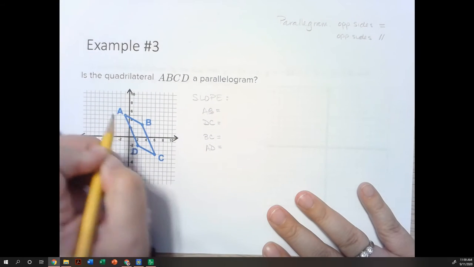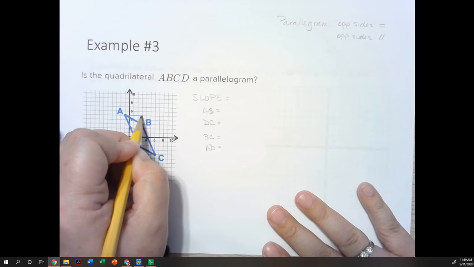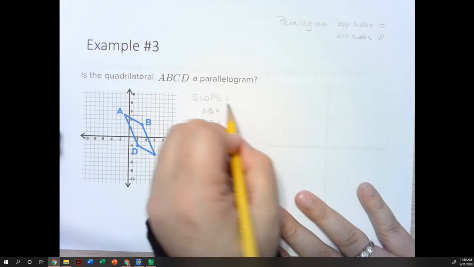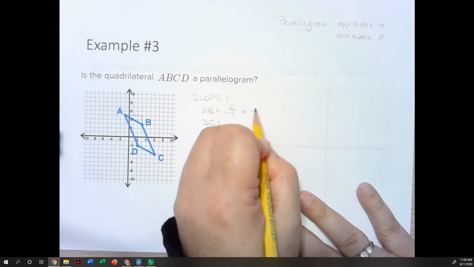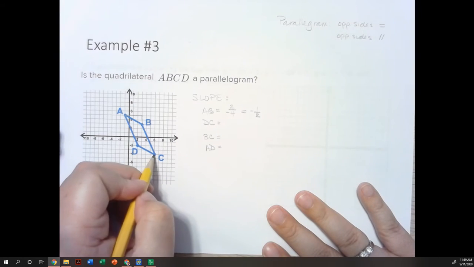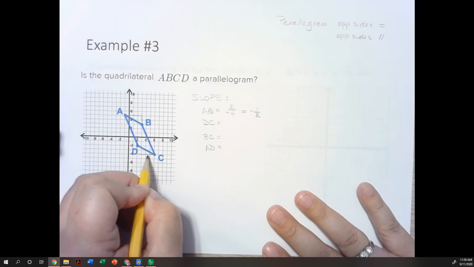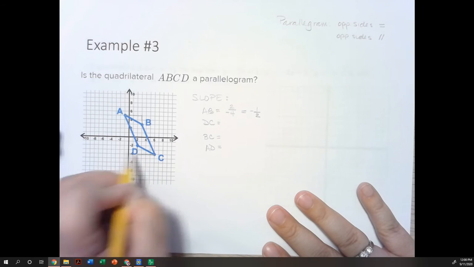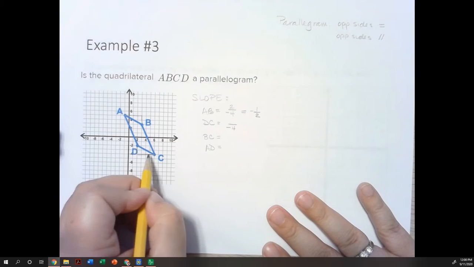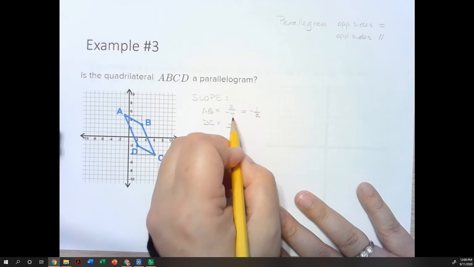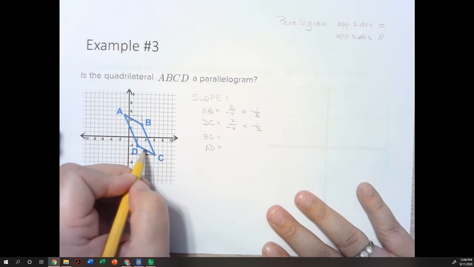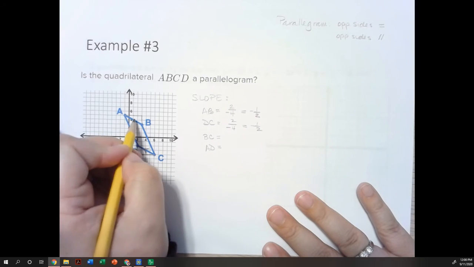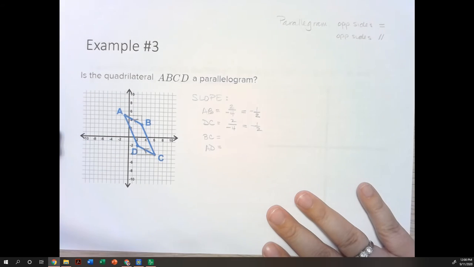So it's up and over. So up 2, and then over 1, 2, 3, 4. So up 2, left 4. So that is negative 1/2. Okay, C is over 1, 2, 3, 4. Notice I put that at the bottom because I went over, and then up 2, negative 1/2. So that's good. So these two sides are parallel. Remember in that one video with the trapezoid? I marked it with these arrows.